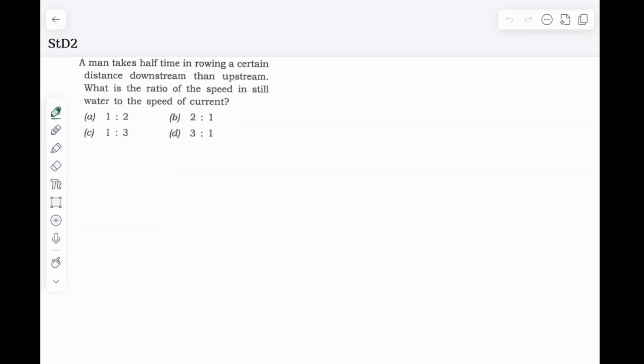A man takes half the time in rowing a certain distance downstream than upstream. So a person is rowing, and suppose let's assume the normal speed is s. Now what is happening, let the current be x. What is the ratio of the speed in still water and current? So we know a man takes half the time in rowing a certain distance. Distance is fixed, time taken is half.